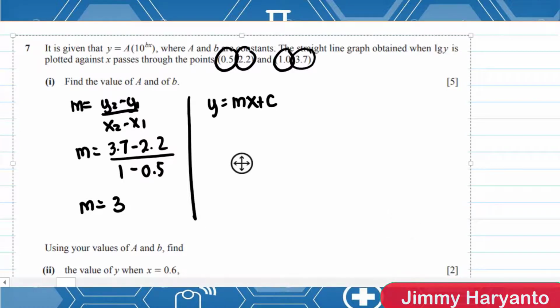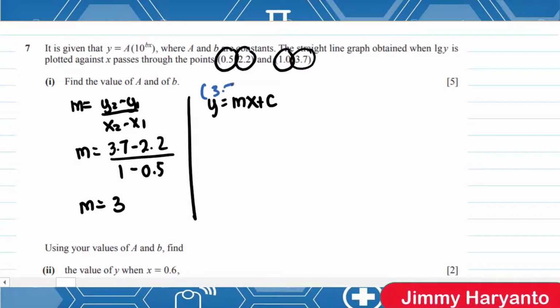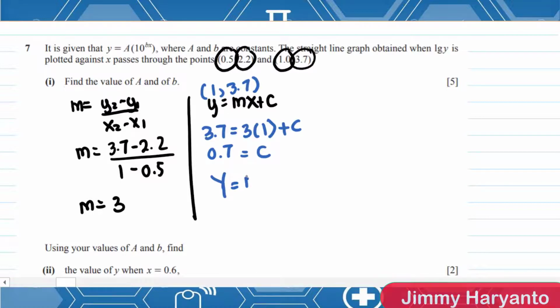Using one of the points, I will use (1, 3.7). So the y will be 3.7, the gradient is 3, x is 1, and then plus c, so c equals 0.7. After that, I can write y = mx + c just like this, 3x plus 0.7. After that, I have to change the y and the x as the label.